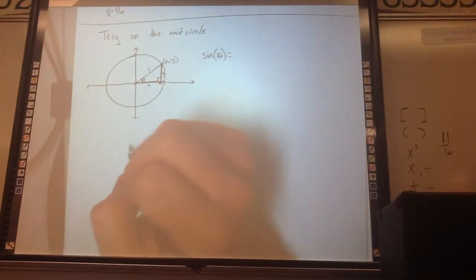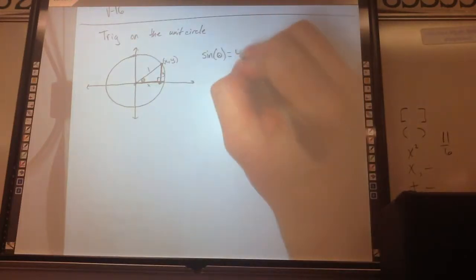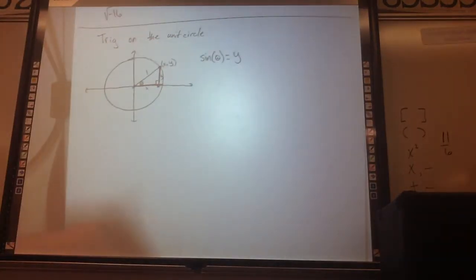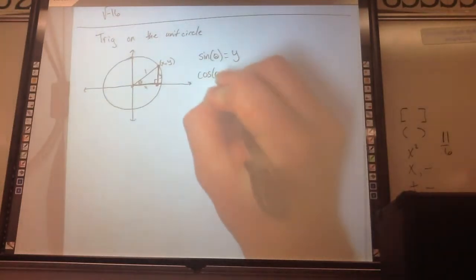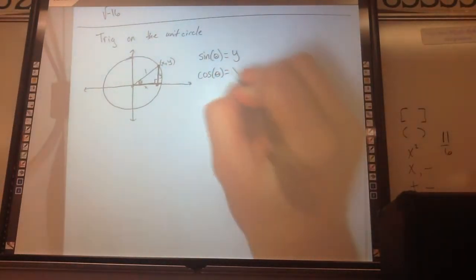So the sine of theta is what? Y. That is correct. Y over 1 is y. This is why we chose the unit circle to have a radius of 1. Because now the cosine of theta is x.